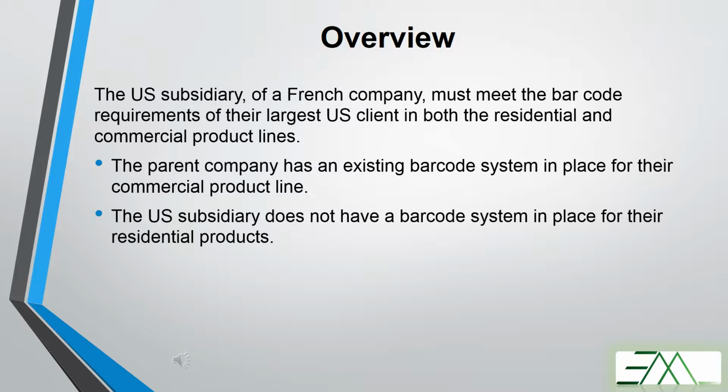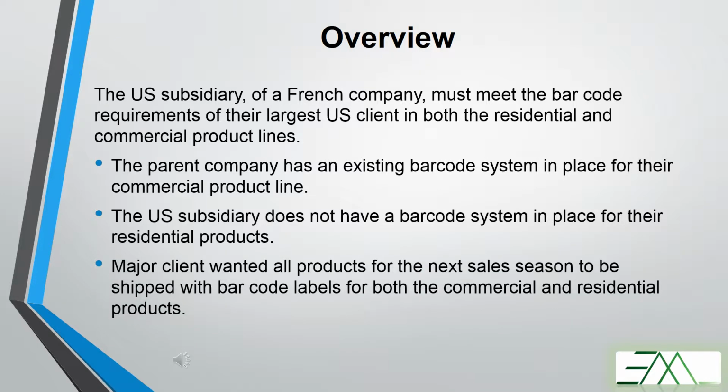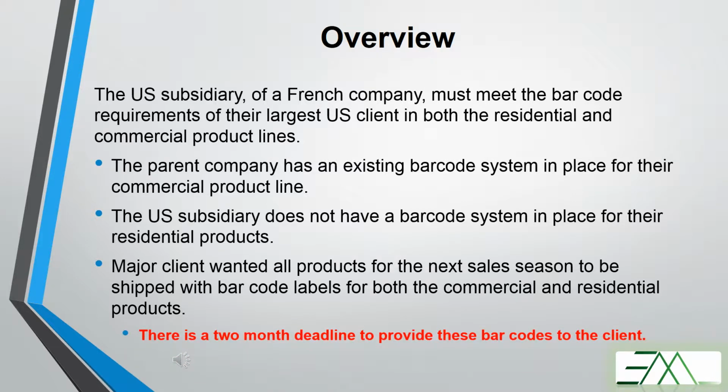This is the core reason, after the client's needs, for the project. Now, this major client wanted all products for the next sales season to be shipped with barcode labels for both the residential and commercial products. This was for both inventory control, they shipped to other distributors, and their direct showroom sales. And as an added kicker, by the way, there's a 2-month deadline to provide these barcodes to the client.